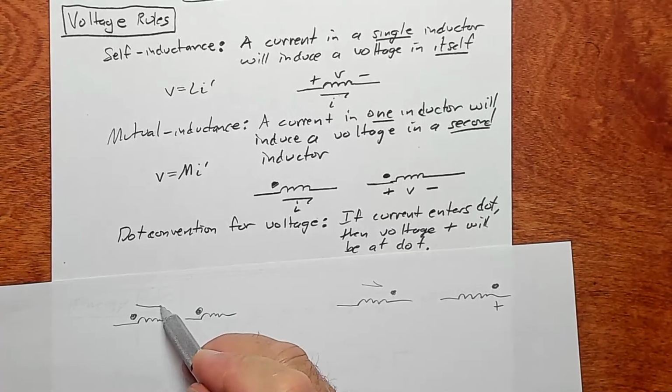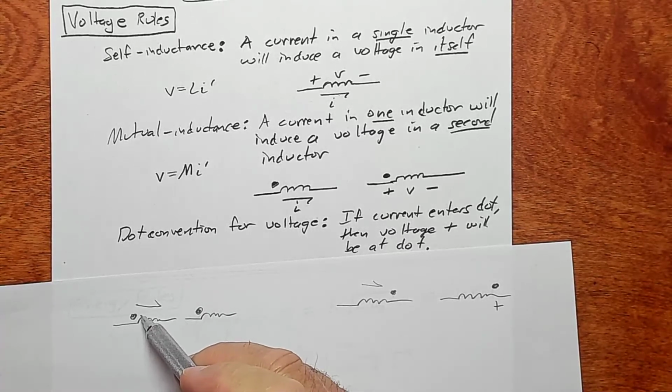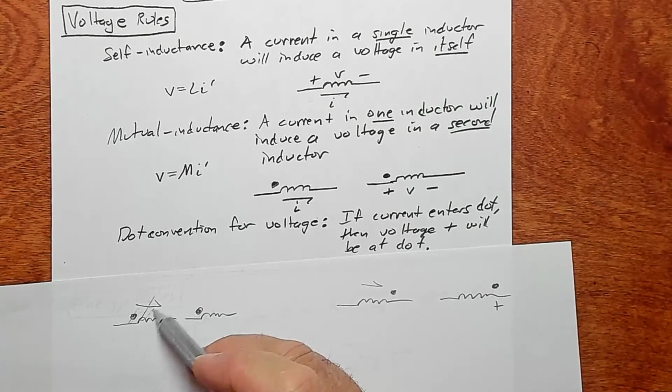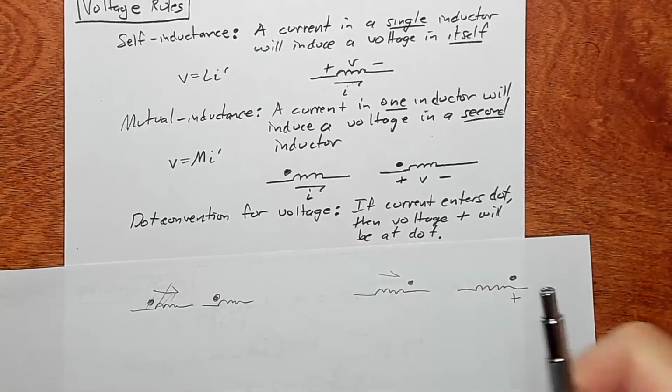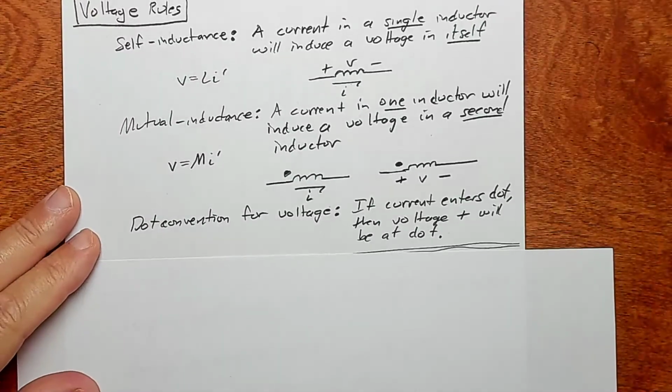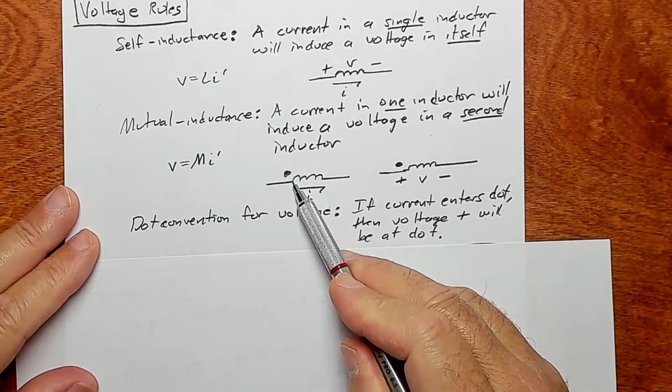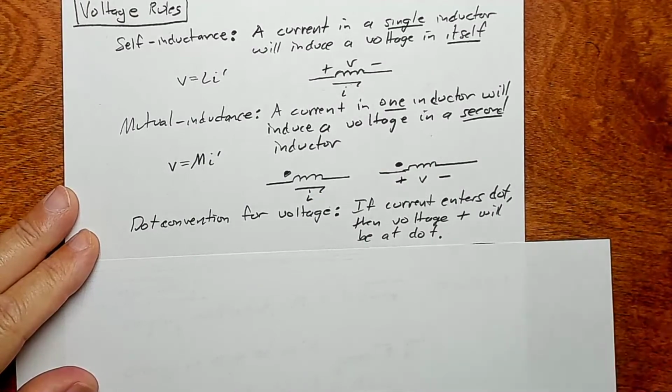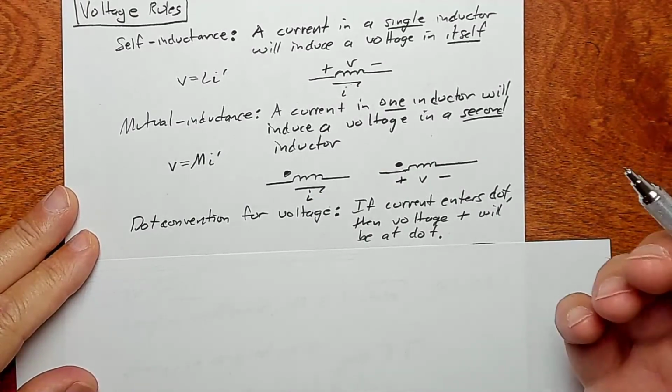Let's see, you could have the current leaving the dot. Ooh, wait, that's not current leaving the dot. Actually I'm confusing myself here. Let me see if I can start over here. So if the current is leaving the dot, the voltage will be at the dot. That's it, right?